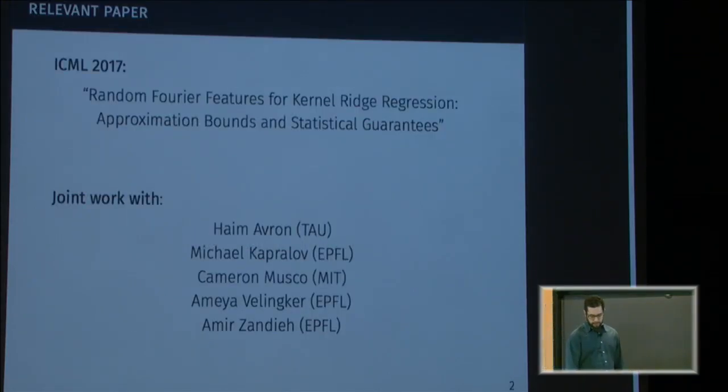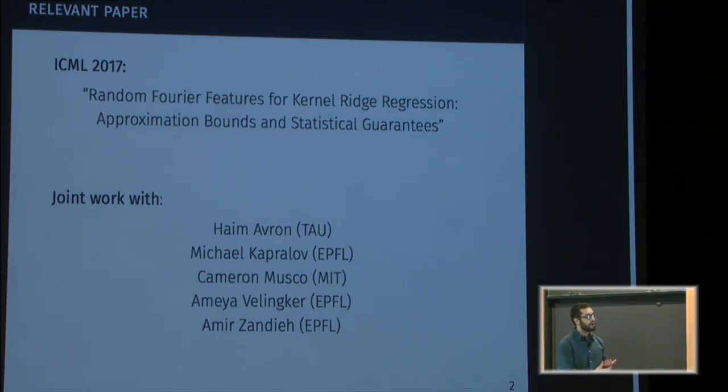It's based roughly on this paper we had in this past ICML called Random Fourier Features for Kernel Ridge Regression, Approximation Bound Statistical Guarantees. It's joint work with Haim Avron, who's at Tel Aviv University, Michael Kapralov at EPFL, and his student Amir Zandieh and postdoc Amey, and then Cameron Musco, my brother, also at MIT.